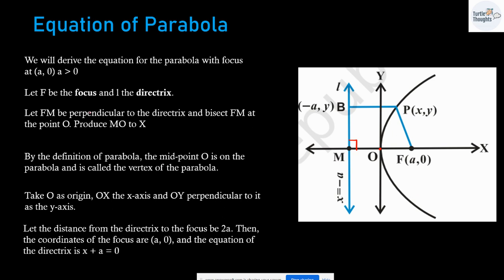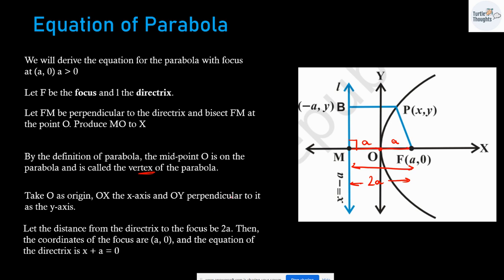Now, by the definition of the parabola, the midpoint O is on the parabola, and it is called the vertex of the parabola. Now, the distance between the directrix and the focus is 2a. From here to here, the distance is going to be a. From here to here, also the distance is going to be a. Totally, the distance from the directrix to the focus can be taken as 2a.